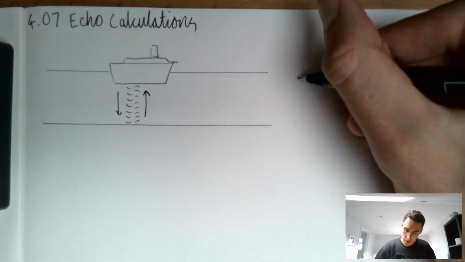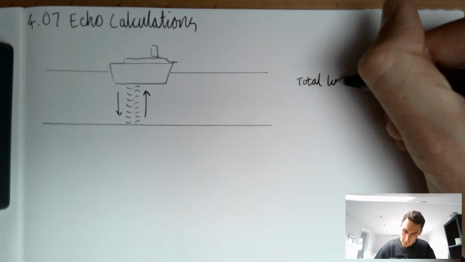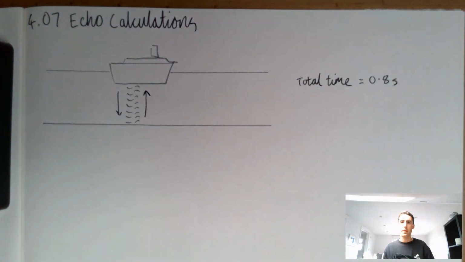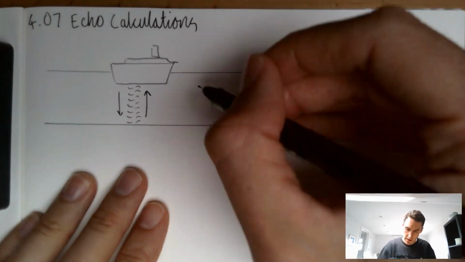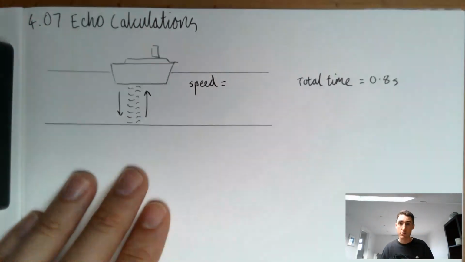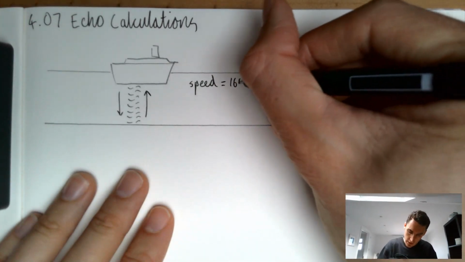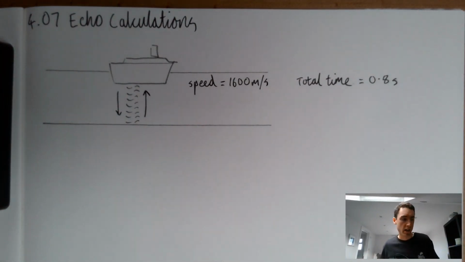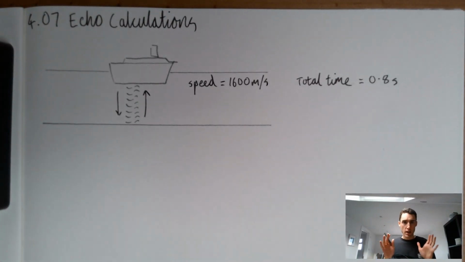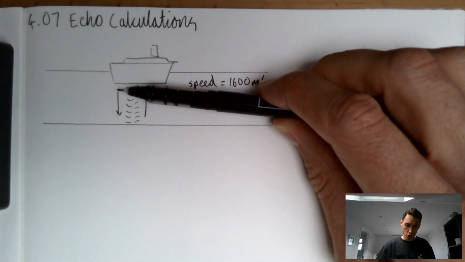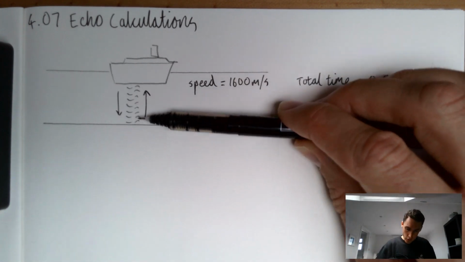And the total time, you might add here, total time is equal to 0.8 seconds. It also tells you that the speed of sound, ultrasound in water, is 1600 meters per second. When you're modeling this, because you'll see in the next example it's slightly different, really draw students' attention to the fact that this is the total time for the waves to go all the way down and then all the way back.